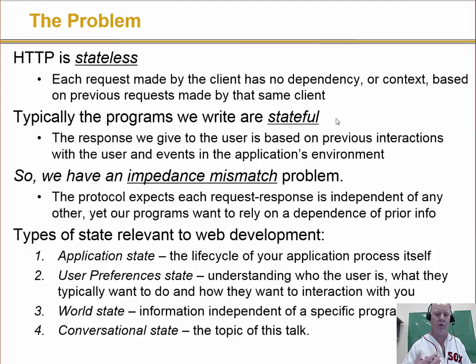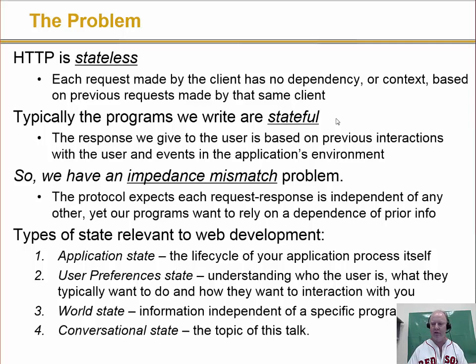So we're just in a normal mindset in application development of being stateful, but the underlying protocol of the web is stateless. So we have an impedance mismatch problem. The protocol expects each request response pair in that synchronous protocol to be independent of any other, but our programs want to rely on a dependence of prior info. So we have to provide it, all right? So we have to build in the statefulness that we want.